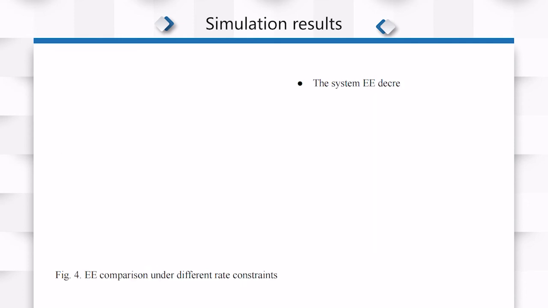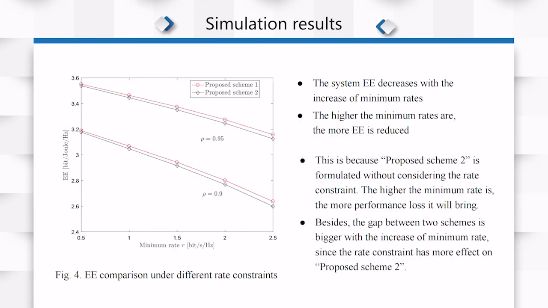Figure 4 displays the energy efficiency comparison under different rate constraints. The system EE decreases with the increase of minimal rates, and the higher the minimal rates are, the more the system EE is reduced. This is because proposed scheme 2 is formulated without considering the rate constraint. The higher the minimal rate is, the more performance loss it will bring. Besides, the gap between the two schemes grows bigger with the increase of minimal rate, since the rate constraint has more effect on proposed scheme 2.